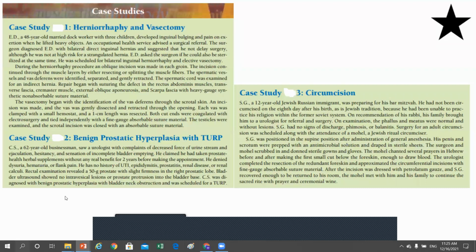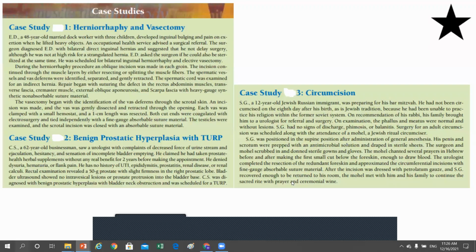Mr. CS was diagnosed with benign prostatic hyperplasia with bladder neck obstruction, and he was scheduled for a TURP, transurethral resection of the prostate gland. What does it mean? We will go through the penis, put in a cystoscope and a special instrument to cut the gland.